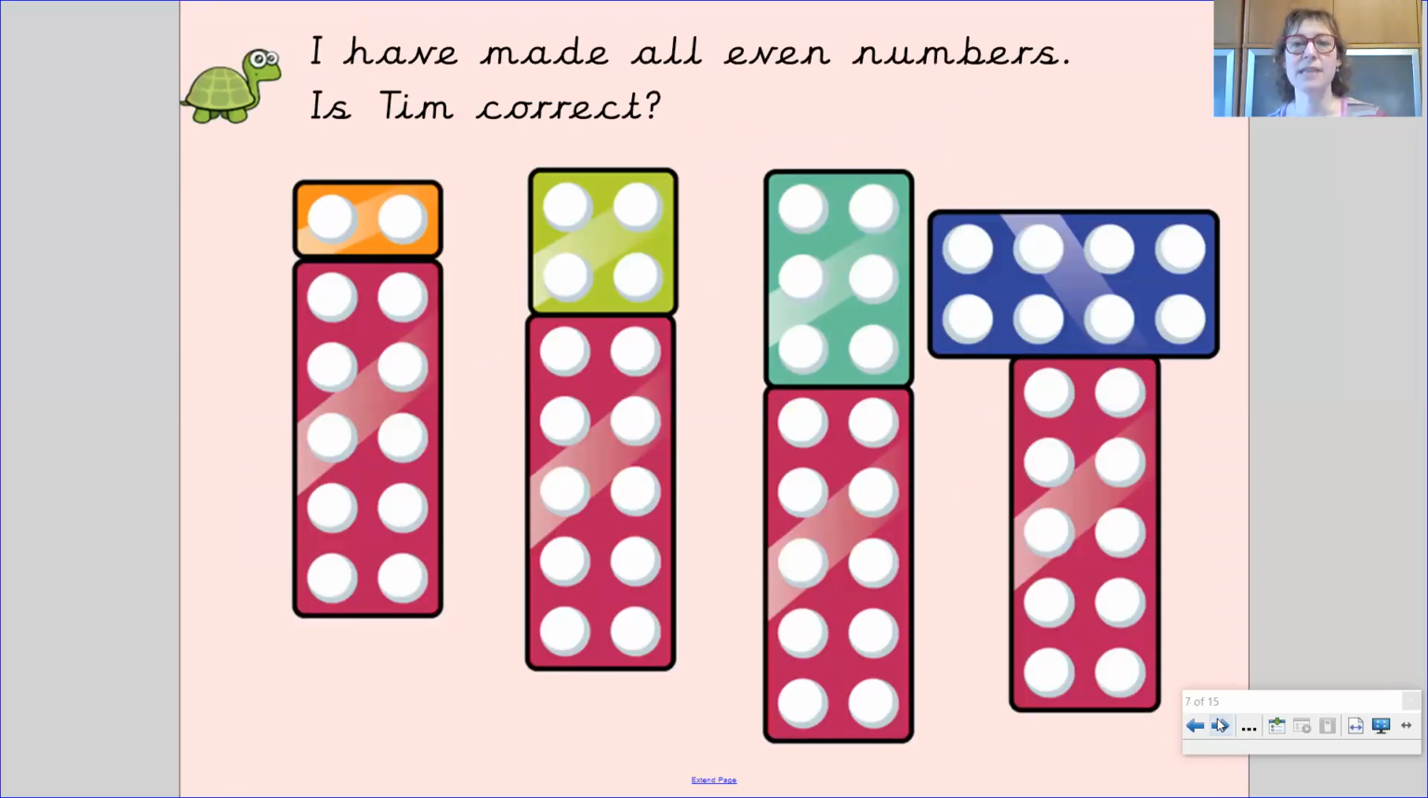Okay, so Tim here says he has made all even numbers. You don't even need to count how much he's got. I can tell you it's 12, 14, 16, and 18. Doesn't matter. You can just look and you can see whether or not they are odd or even numbers. And he is correct because we can see we've got no numbers left out on their own. All our numbers are in pairs.